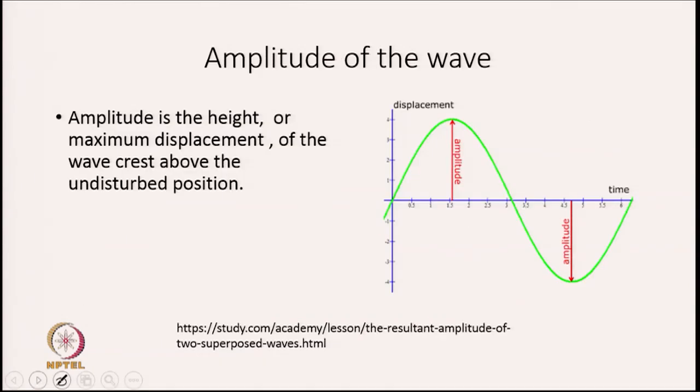Now, the next property is the amplitude of the wave. Amplitude is the height or maximum displacement in the y direction of the wave crest above the undisturbed position, when y is 0. So, it is the displacement from y equal to 0. So, y is 0 at this position, and you can see that this is the maximum displacement of the wave, so your amplitude is basically the maximum displacement of the wave from the undisturbed position.